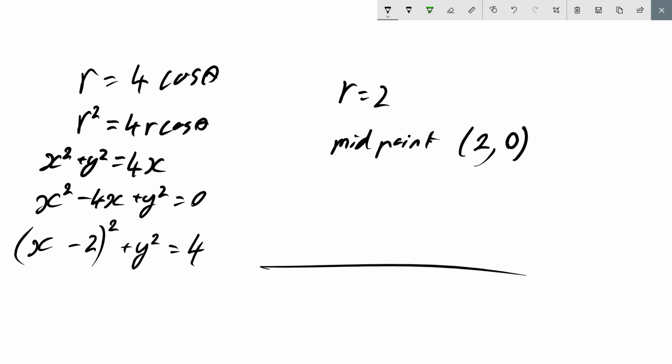So when we go to graph this, we have our midpoint at 2. This will go all the way out to 4. And then we'll go up here to where 4 is, and down here to where minus 4 is. And it will just gently graze the origin, and what we get is a circle. Just like the one that we found earlier when we put r equals 4 cos theta.